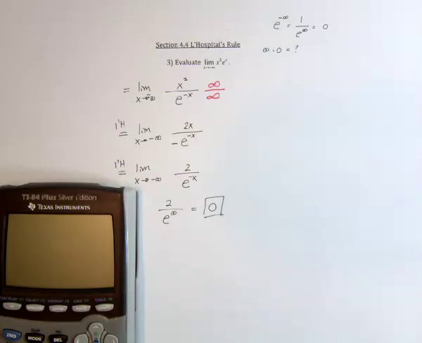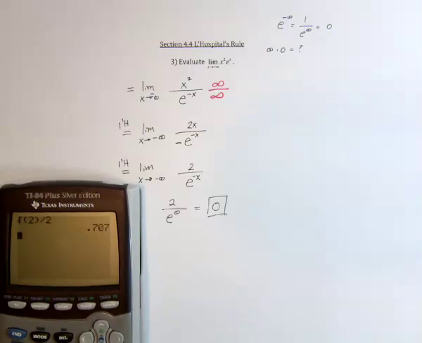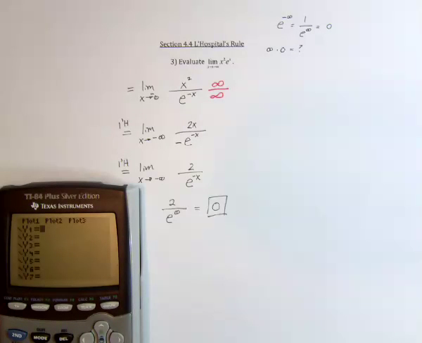And then a quick verification with the graph. Y equals x squared times e to the x. And then x is going to negative infinity, so I need to change this window. Let's say go to negative 100 to 0, and the y value is supposed to be 0, so negative 2 to 2 should be fine.